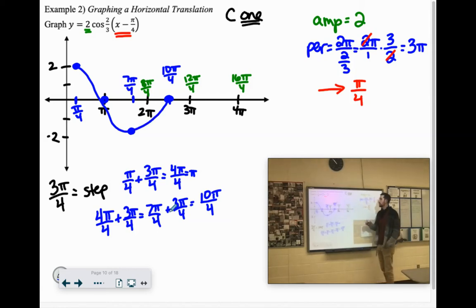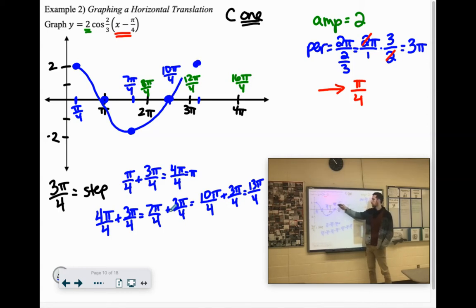Now if we were to add 3 pi over 4 to that, 10 pi plus 3 pi would be 13 pi. So we're going to 13 pi over 4 for our next point, which would fall about here. It's going to be our top point. So we'll curve back up, and that is one complete cycle.